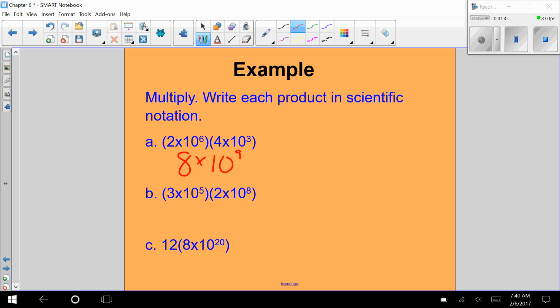For letter B, we would group together the 3 times 2, which gives me 6. 10 to the 5th times 10 to the 8th gives me 10 to the 13th. And that's already in scientific notation, so we're done.